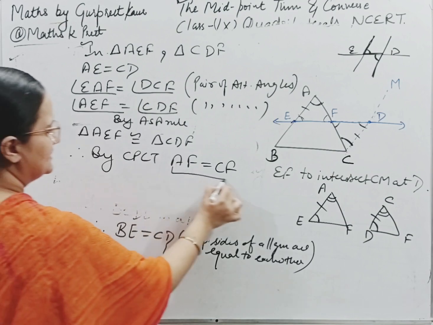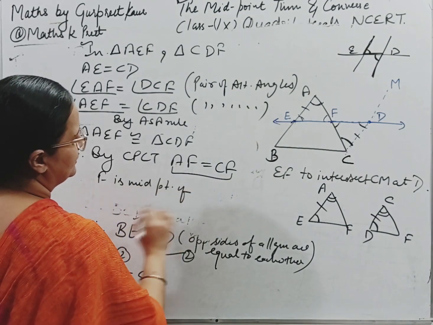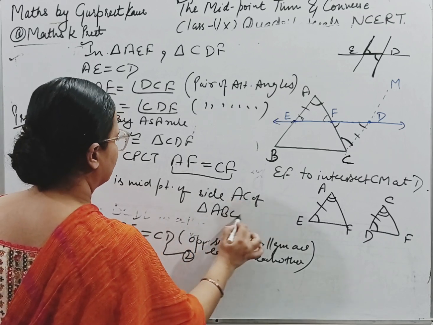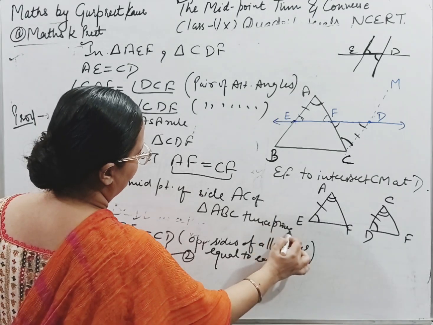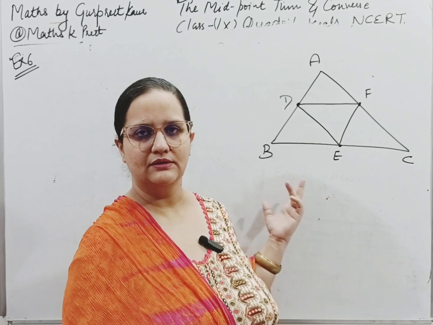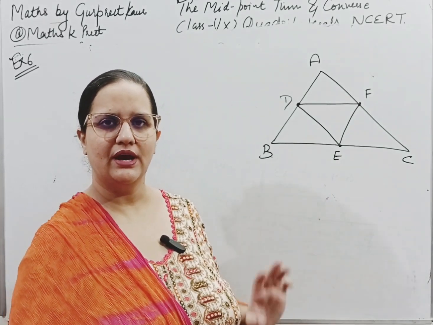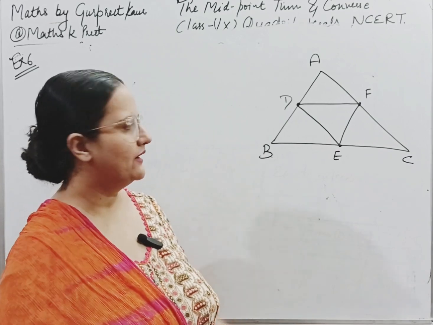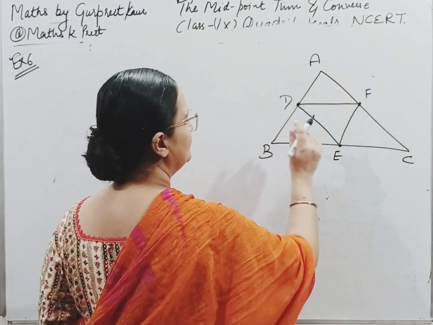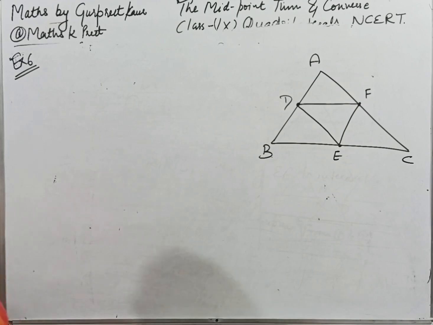Fine. So this is saying that F is the midpoint of side AC of triangle ABC. Hence proved. This is example number 6. This figure is given to us. Triangle ABC is given to us. D, E, F are the midpoints of sides AB, BC and CA respectively. After joining these midpoints, we have to show that this triangle is divided into 4 congruent triangles. We have to prove this. So let's see how to prove it.